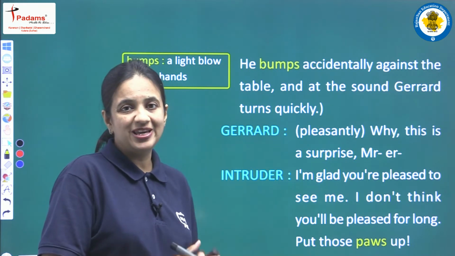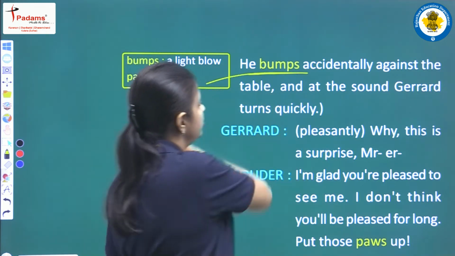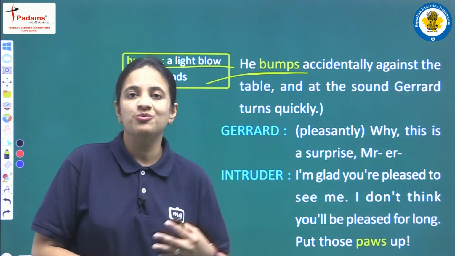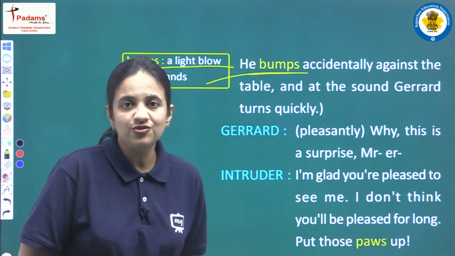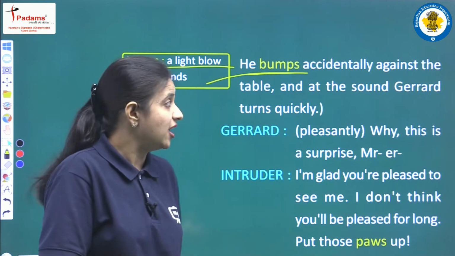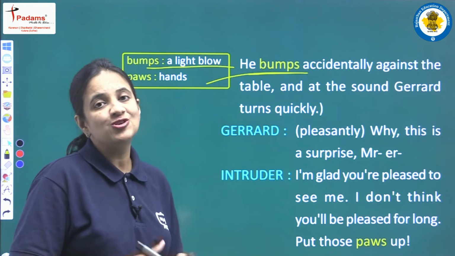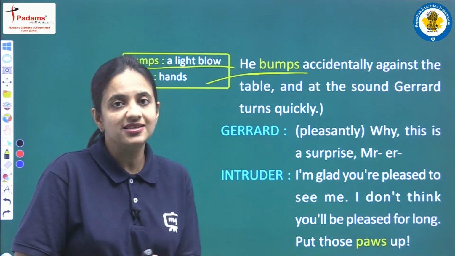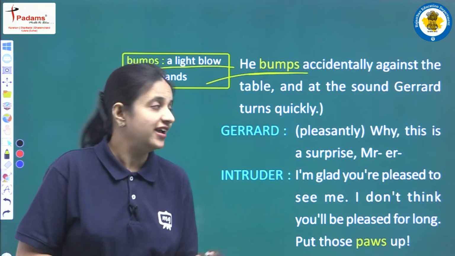The table that was kept there, the intruder bumps against that table, means he got one light blow from that table, and because of that one sound was there. So when he heard that sound, obviously Gerald was very much surprised and he turns quickly to see who is there, what sound was that.